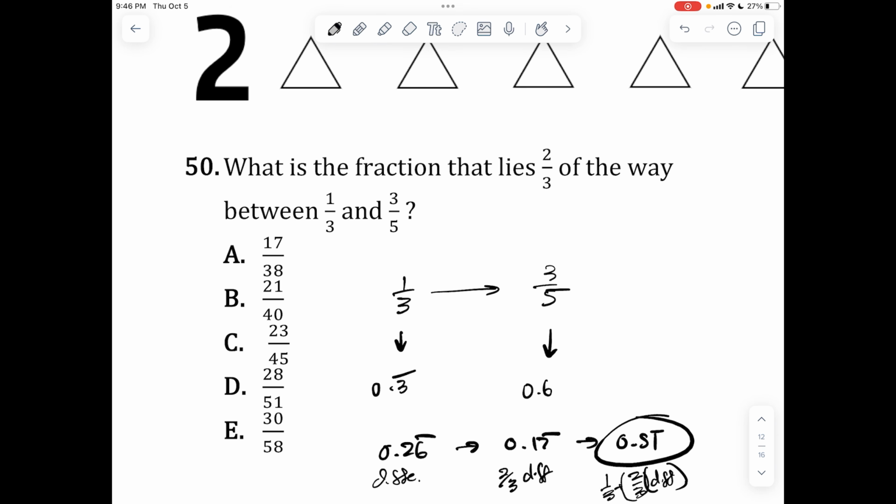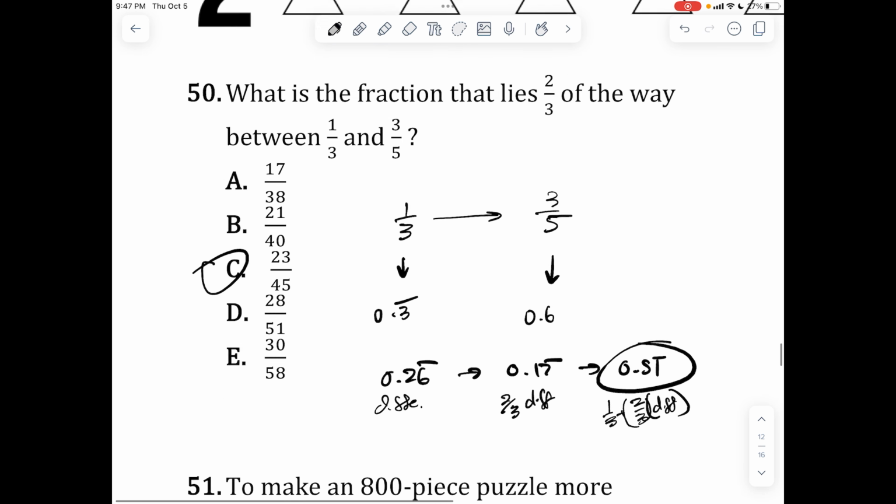Okay, so 0.51 repeating. Just check which of the answer options is 0.51 repeating. Not A, 21 divided by 40. Not that, 23 divided by 45. That one looks like it is it. 28 divided by 51. Just check all these on your calculator because you have it. Why not use it? So it looks like it's answer option C.